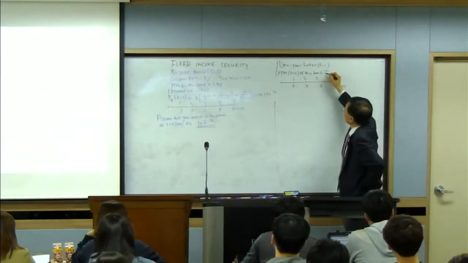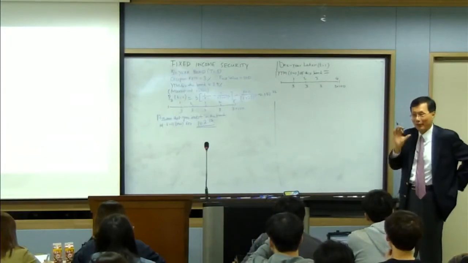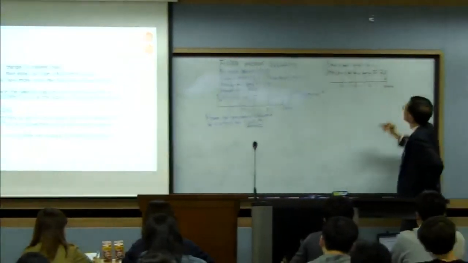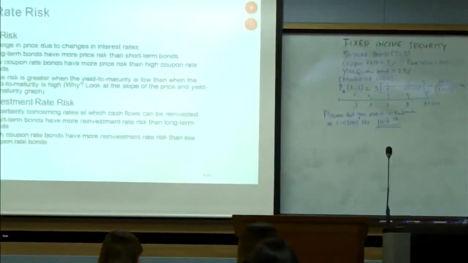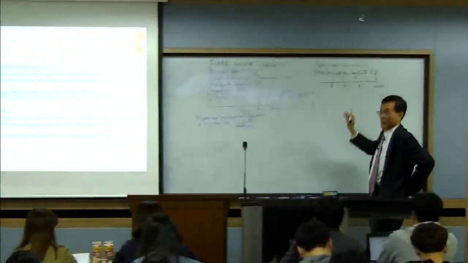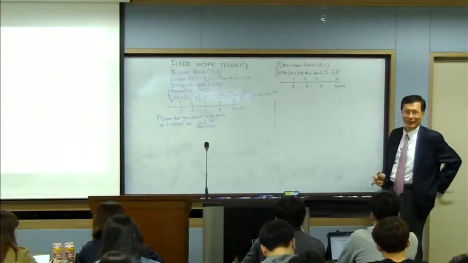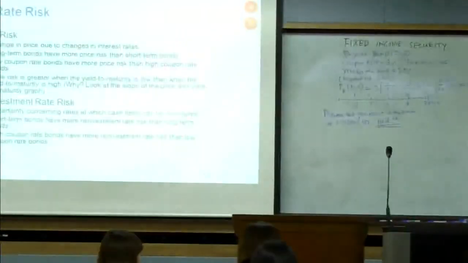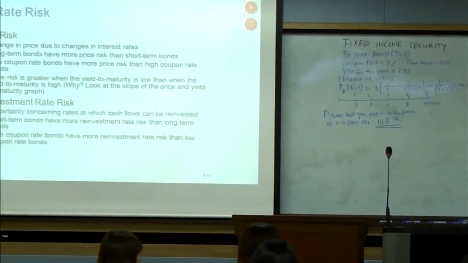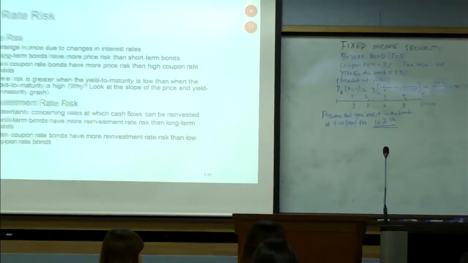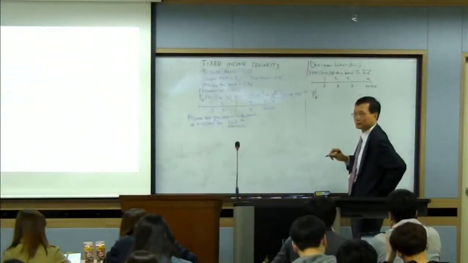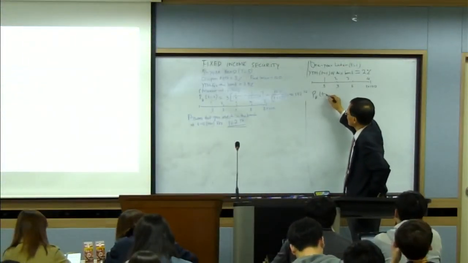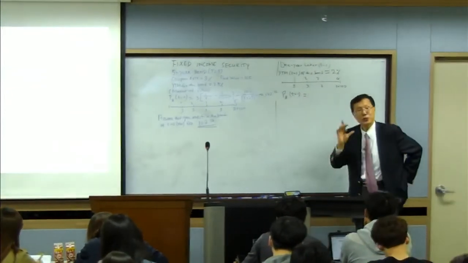YTM of this bond is, let's assume, 2%. So interest rates have even fallen from 2.5% to 2%. Then you can compute the price of this bond. Price of this bond at t equals 1. I want you to compute this price of the bond.